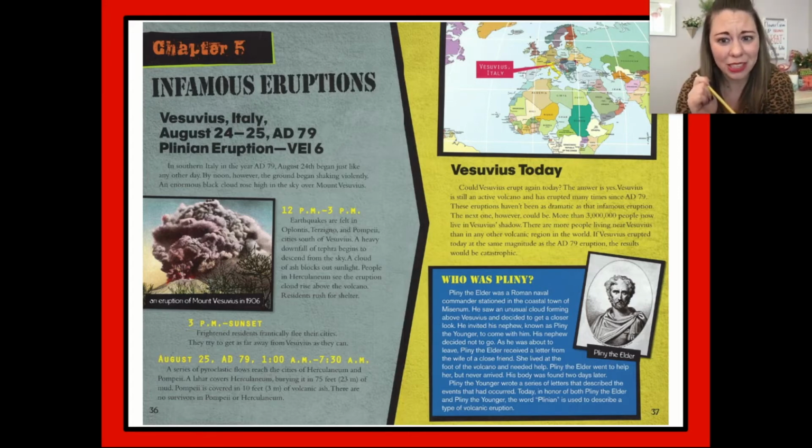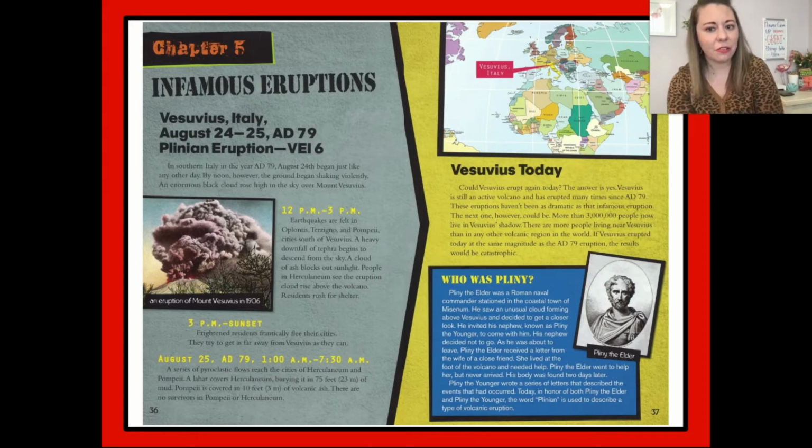Could Vesuvius erupt again today? The answer is yes. Vesuvius is still an active volcano and has erupted many times since AD 79. These eruptions haven't been as dramatic as the infamous eruption. The next one, however, could be. More than 3 million people now live in Vesuvius' shadow. There are more people living near Vesuvius than any other volcanic region in the world. If Vesuvius erupted today at the same magnitude as the AD 79 eruption, the results would be catastrophic. Remember, catastrophic means real bad.